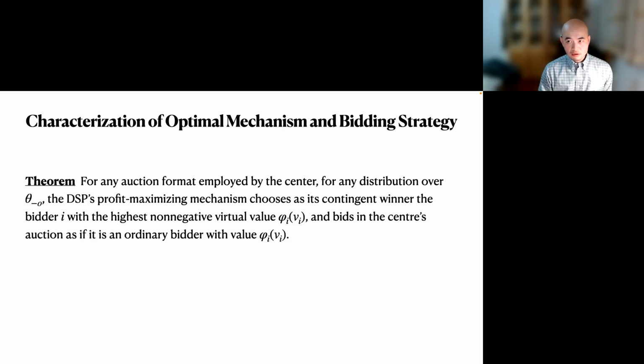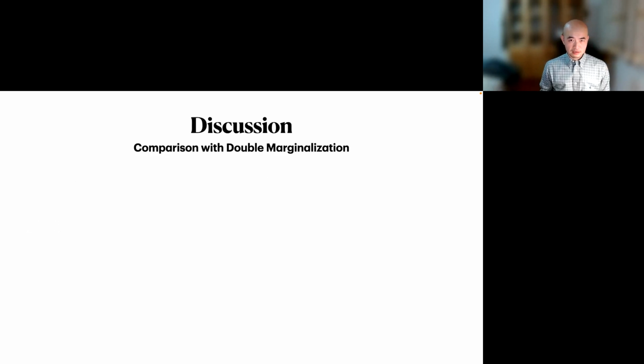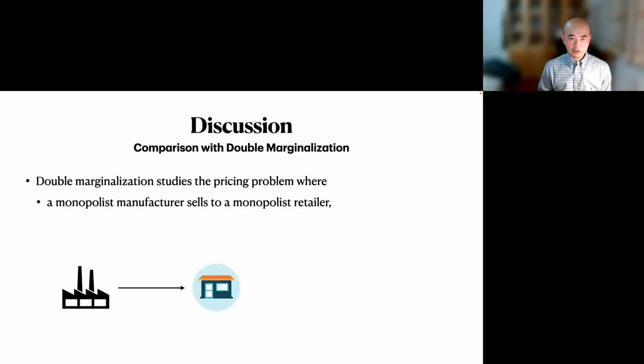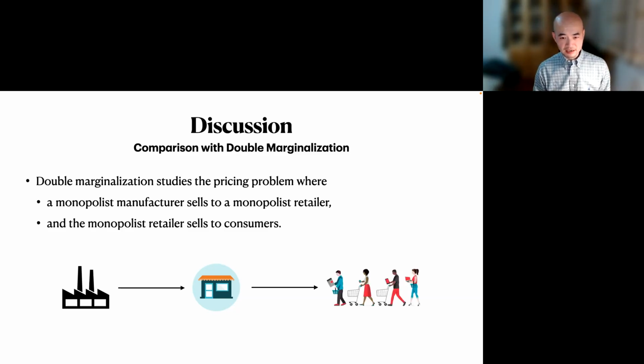Thanks. If there's no other question, I'm going to talk about a comparison with a literature called double marginalization. This is a term that's more familiar to economists. Double marginalization studies a two-level monopoly. It studies the pricing problem when there's a monopolist manufacturer that sells to a monopolist retailer, and then this monopolist retailer in turn sells to the consumers. So there are two levels of pricing problem.